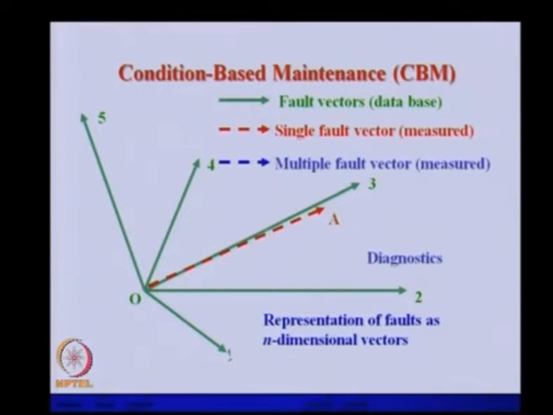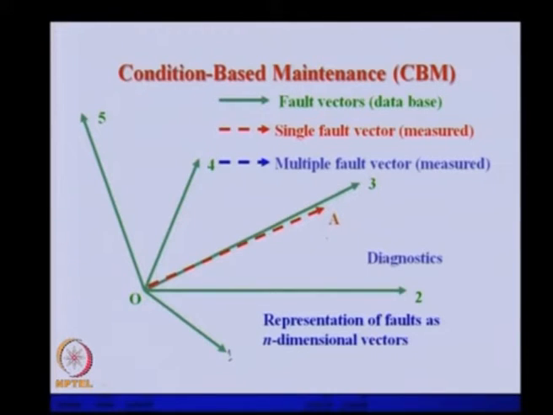Once we have this database for 5 different faults, then if some unknown fault appears in the system, and we measure all the data and plot it in this particular database space, let us say this red one is for the unknown fault. You can see that it is close to fault 3. That means that whatever the fault is in the system, which is unknown to the user, the database is predicting that there is fault 3 in the particular machine.